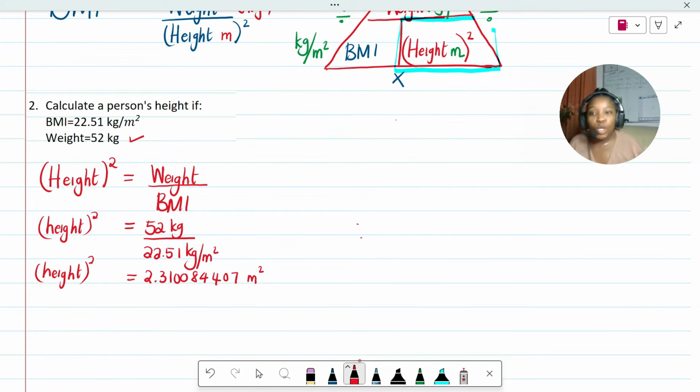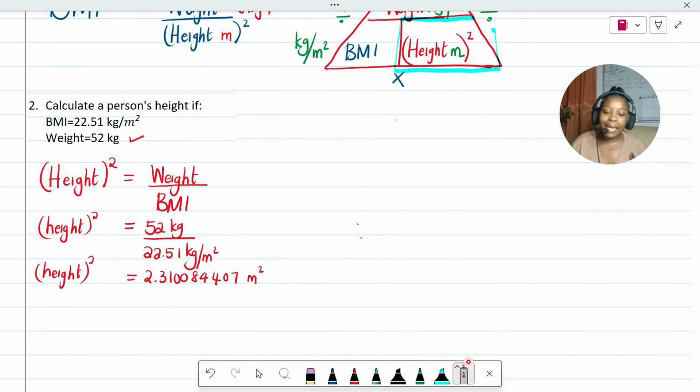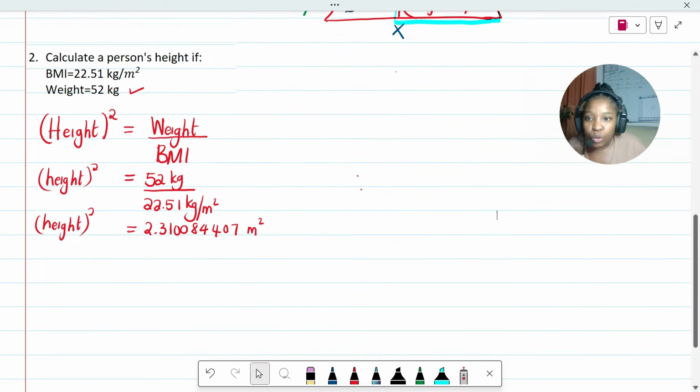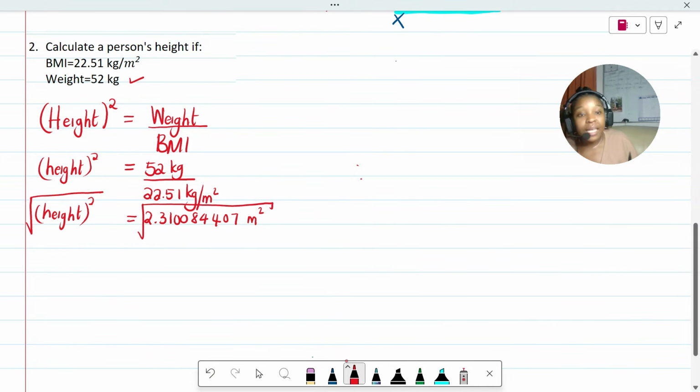Then now remember, we are trying to calculate a person's height, not a person's height squared, right? So we still need to take it a step further. We want to isolate that height. It mustn't have any exponents there with it, okay? So what is the operation that we need to do to get rid of that squared there? You just need to square root the left hand side, square root the right hand side. When you square root, it gets rid of that squared there.